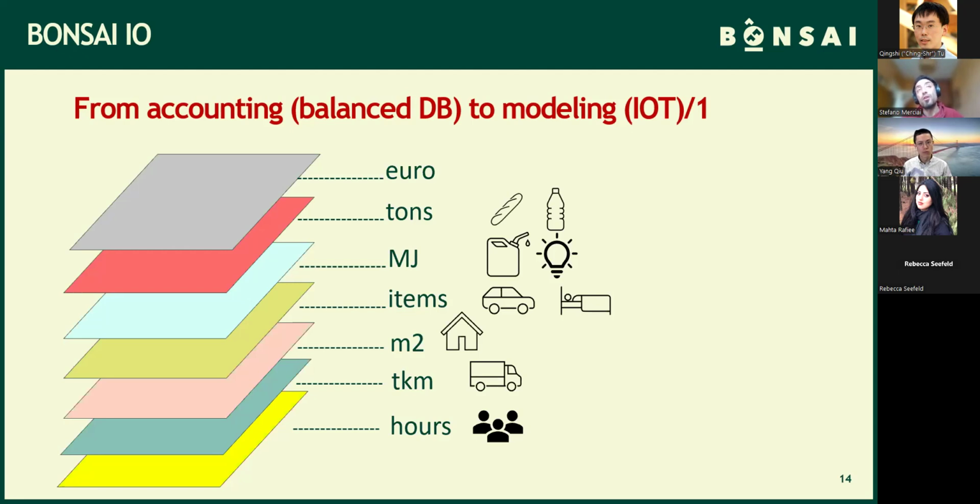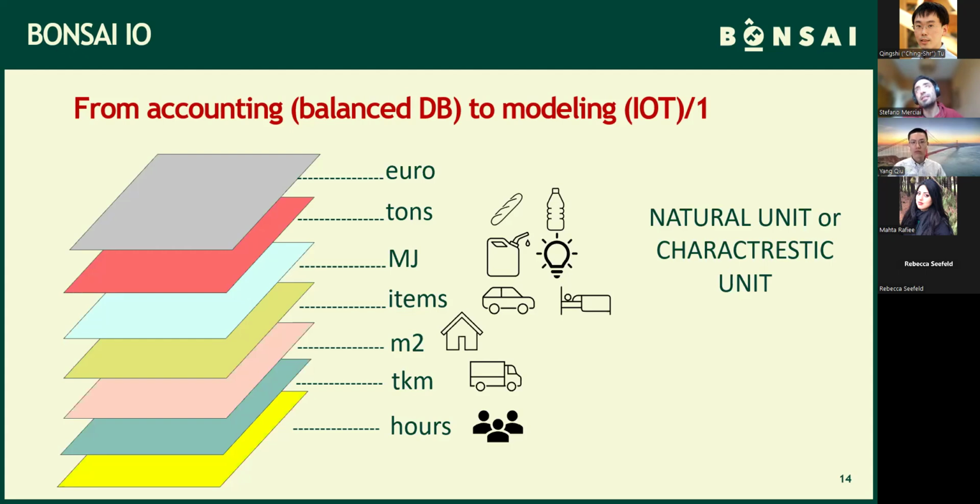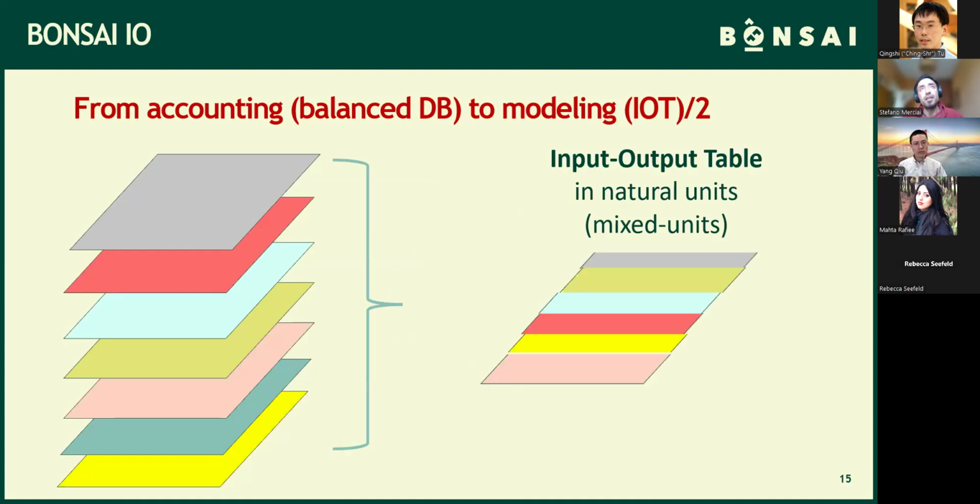So what we do, we select for each product one property. In the case, for example, of bread, we have tons. For energy products, we have only megajoules. For cars, we have items. For construction, square meters. So each product is accounted only in one unit, and this one unit is the natural, characteristic unit. So that at the end, we move from a multi-layer framework to a mixed table, and this will be our input-output table.